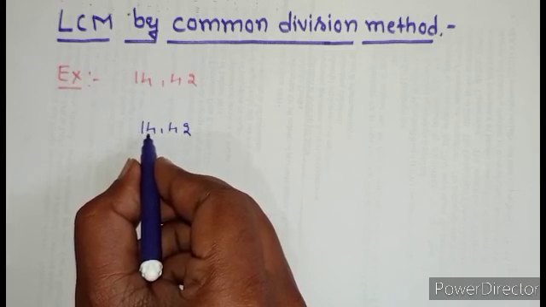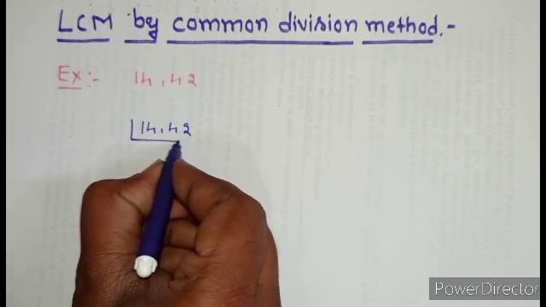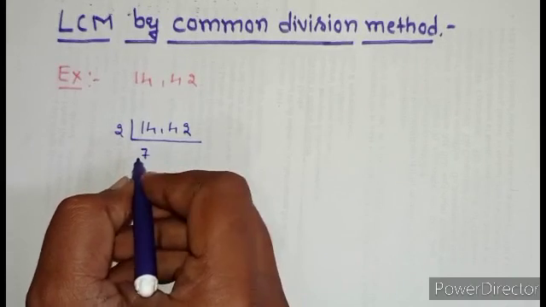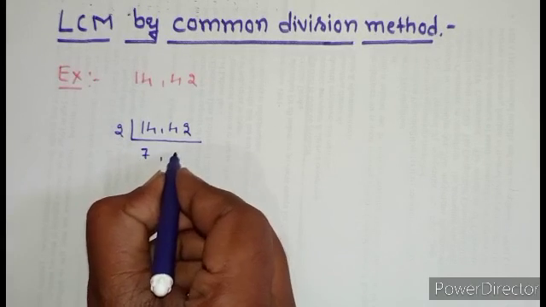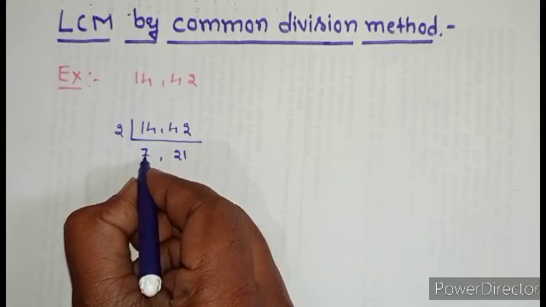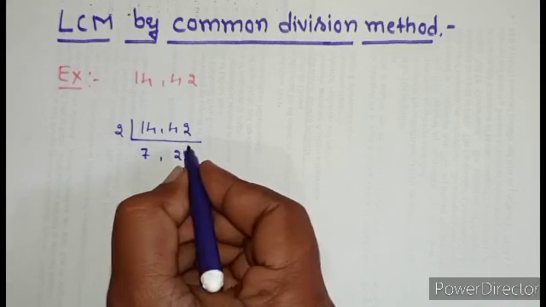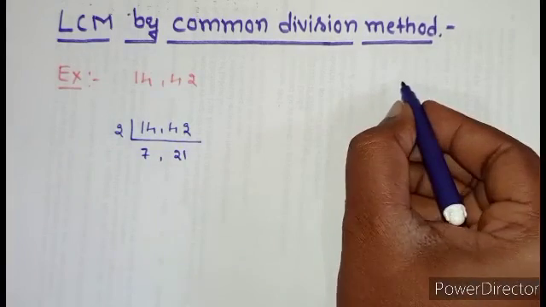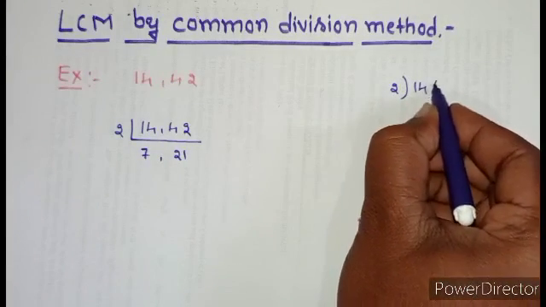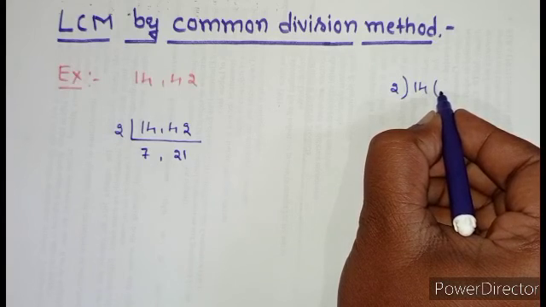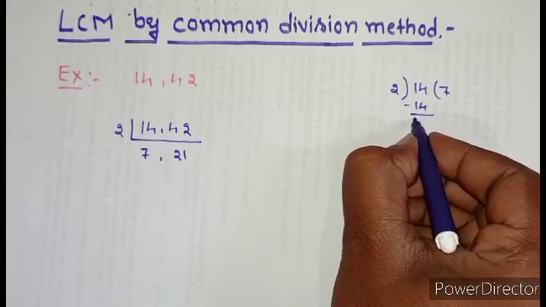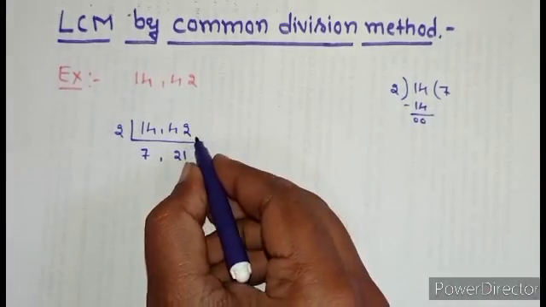All of you see here, 2 sevens are 14, and 2 twenty-ones are 42. Here 2 sevens are 14 and 2 twenty-ones are 42. All of you see here, 2 divided by 14. It divides directly, right? 2 sevens are 14. Okay, and 0, 0, and here 42.